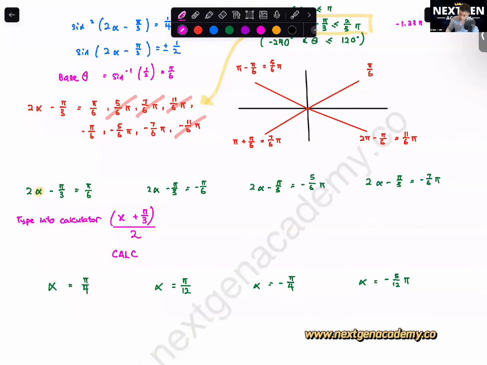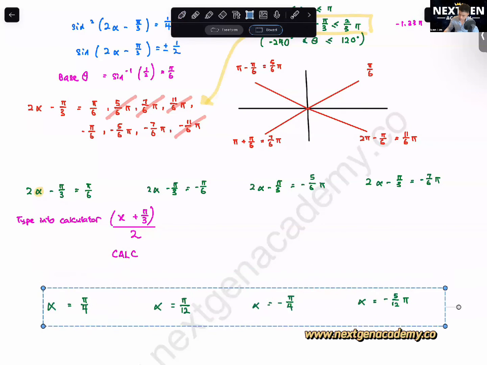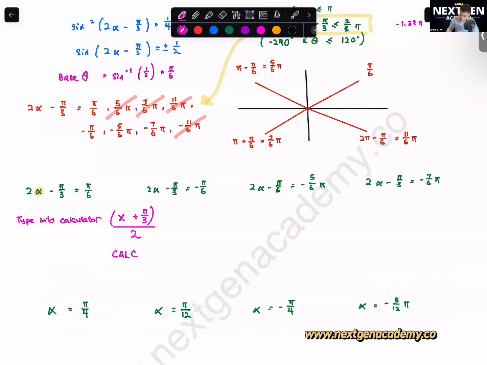CLC, then key in x value. Pi/6, negative pi/6, negative 5/6 pi, and negative 7/6 pi. Okay, please practice this method because I want you all to be fast in your exam.